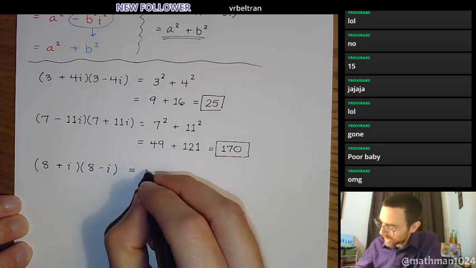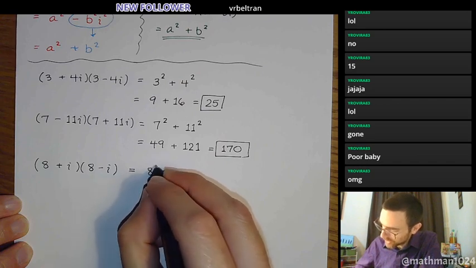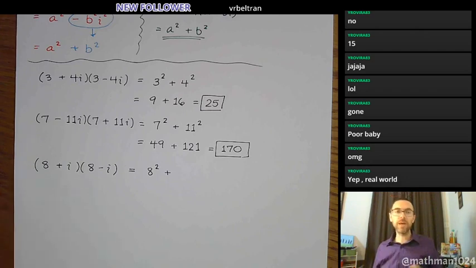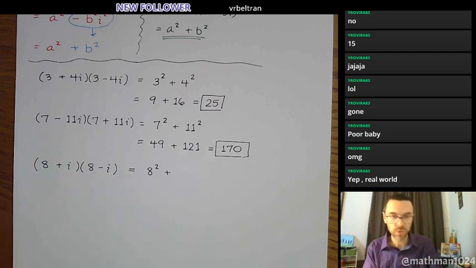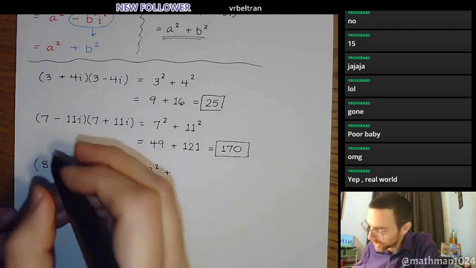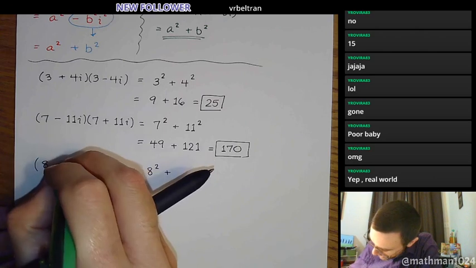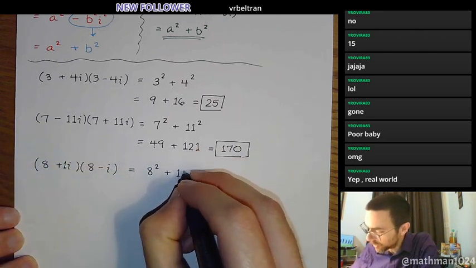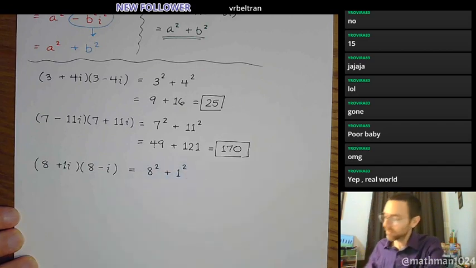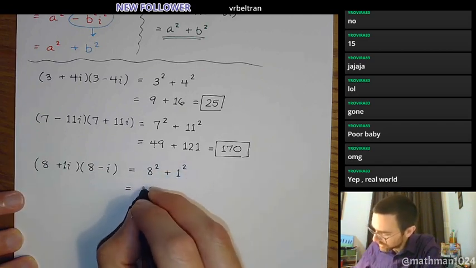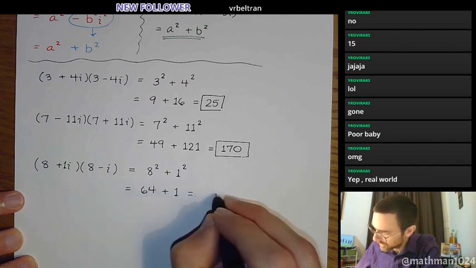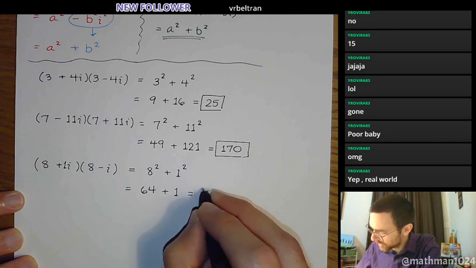So when I work this out, I take the real part squared, so that's 8 squared, plus, now the trick here is what you say is the imaginary part. A lot of students would take the i and try to write i squared, but it's not i squared. We need to remember that this is understood to have a coefficient of 1. And so the imaginary part is the coefficient 1. Now we can easily say 64 plus 1, and that gives me 65.